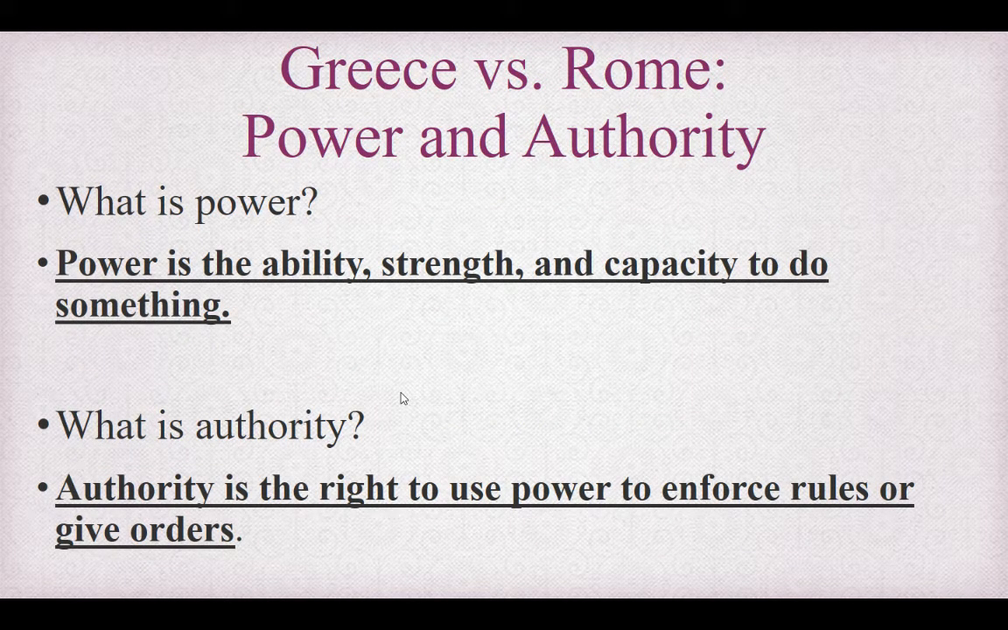So when talking about power and authority, we do need to make sure that we have a good definition of the two. So first, what is power? Power is the ability, strength, and capacity to do something, while authority is the right to use power to enforce rules and give orders. So while you might have the ability to do something, so you might have the power to do something, it could still not work because you might not have the authority to do it. So these are two ideas, while similar. You need authority in order to enforce rules, but you also need to have the power to do it. So they go hand in hand.